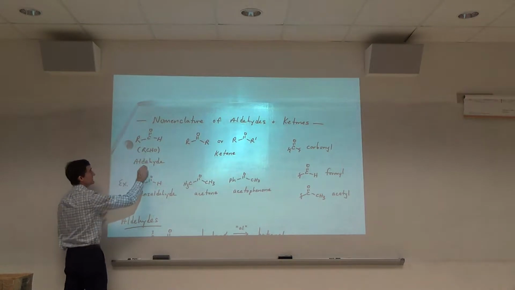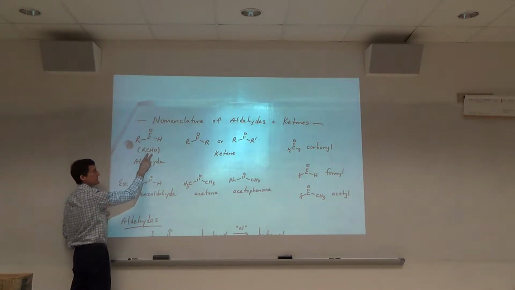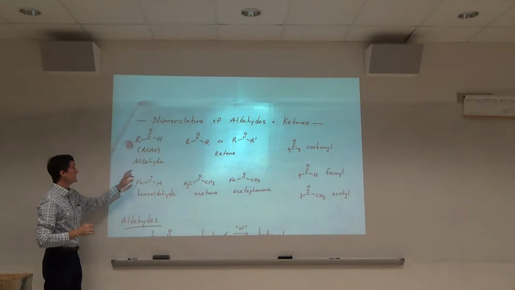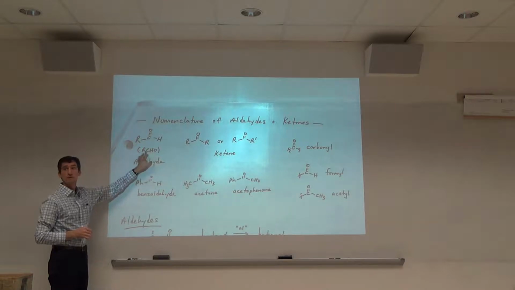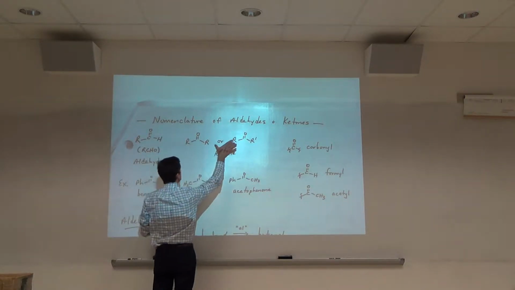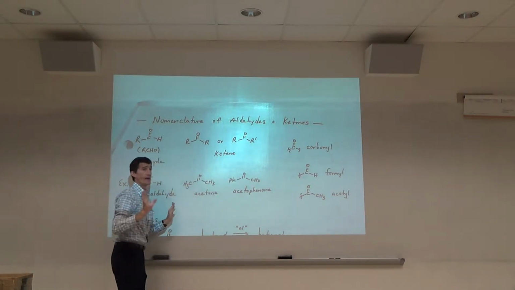Of course, aldehydes here. First off, the functional group, the carbonyl H, is often abbreviated CHO. But that's the functional group. Obviously, the H is not bonded in between the carbon and the oxygen. H doesn't make two bonds. Ketone, obviously, the groups can be the same or they can be different. That's nothing new.